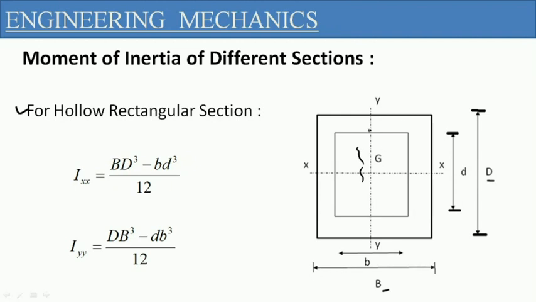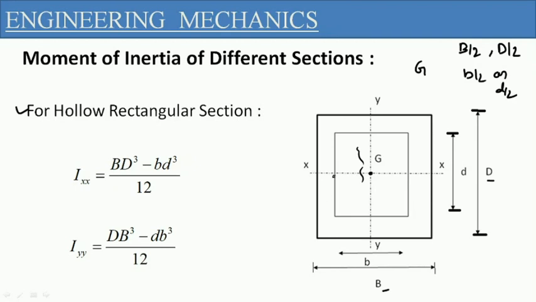Here we will apply the same concept. We know how to define the position of G for the rectangular section. We define the position of G at b/2 and d/2 for the internal rectangle, or for the external rectangle, B/2 and D/2. In this way we can define the position of G.